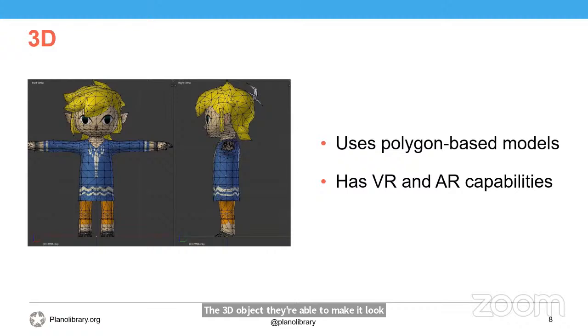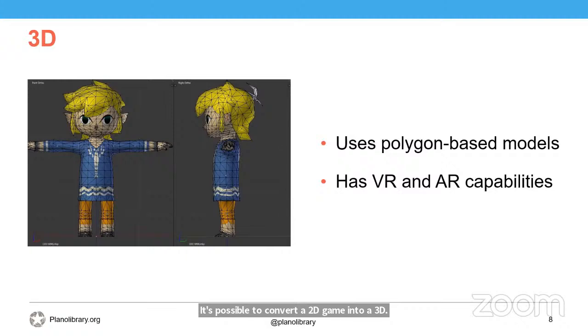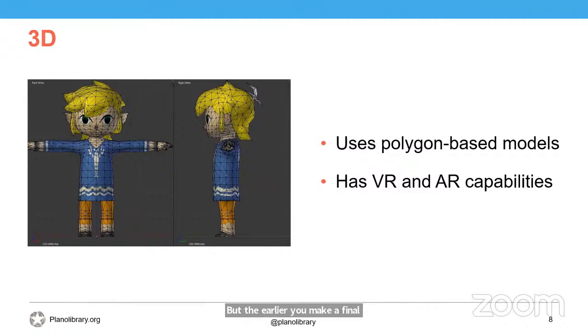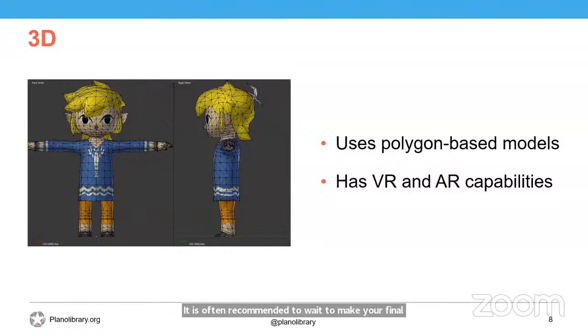It's possible to convert a 2D game into a 3D game and vice versa, but the earlier you make a final decision, the less work has to be redone. It is often recommended to wait to make your final assets and use placeholder ones until you know how your game is going to play. Creating a level with very simple assets before inserting final assets is called white boxing, and it helps to reduce unnecessary work from creating assets you don't actually need.